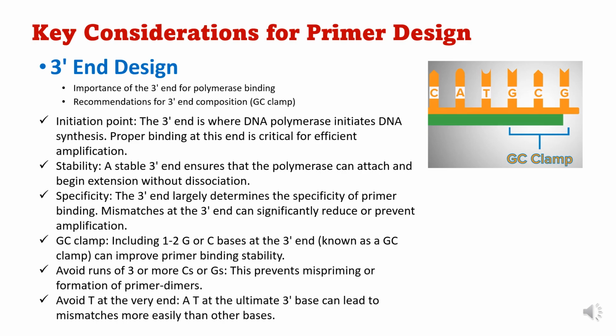A or T at the ultimate 3' base can lead to mismatches more easily than others. There are additional considerations which can be followed. For example, 2 to 3 bases at the 3' end should not be complementary between primer pairs to prevent primer dimer, and we should also avoid mismatches between the 3' end of the primer and template, as this can significantly reduce the amplification efficiency.